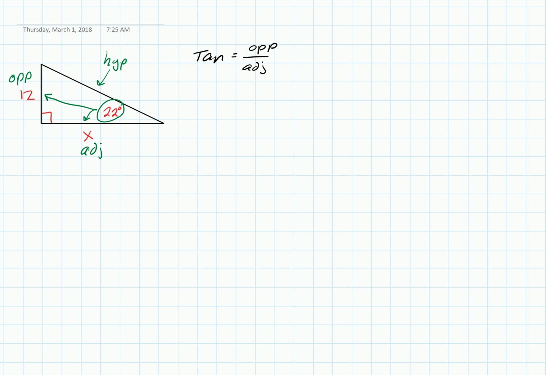ratio. So our fraction has to have the opposite in the top of the fraction and the adjacent in the bottom. So our fraction will be 12 over x. And that is going to be equal to the tangent of 22, because tangent is opposite divided by adjacent. So now we go to the calculator to find a decimal value for the tangent of 22. So I go to my calculator, and I get the tangent of 22 is 0.404.